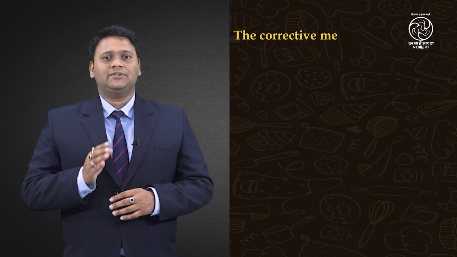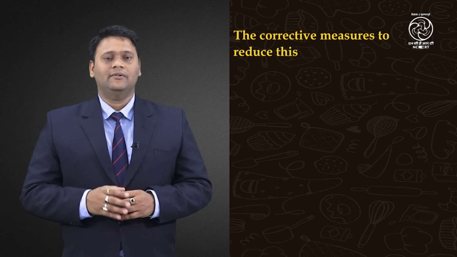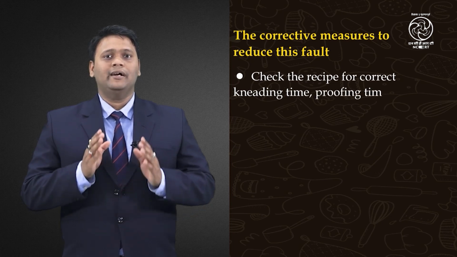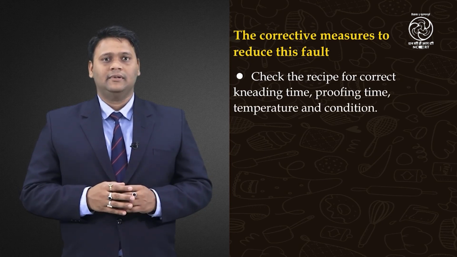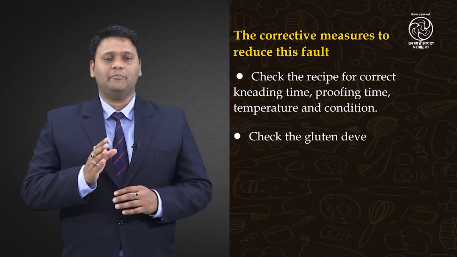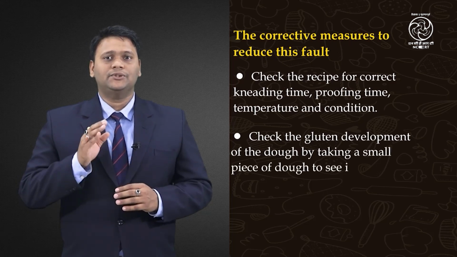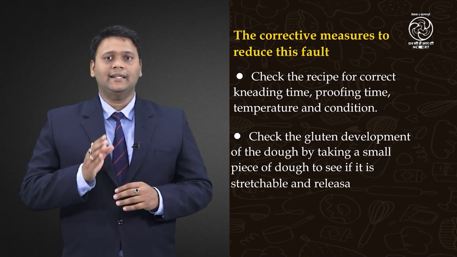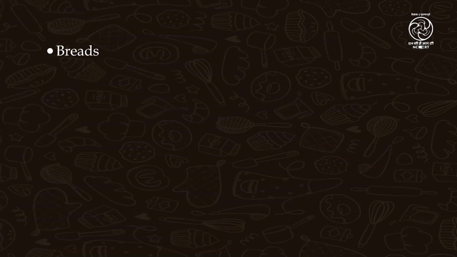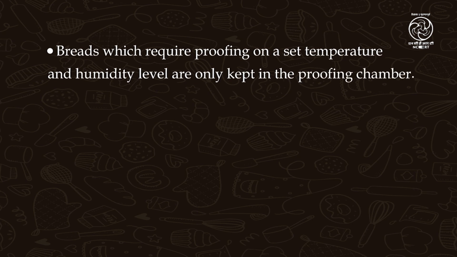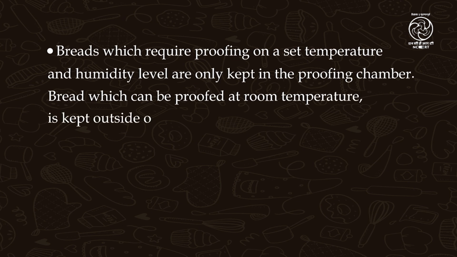The corrective measures to reduce this fault include: first is to check the recipe for correct kneading time, proofing time, temperature and condition. Second is to check the gluten development of the dough. This can be done by taking a small piece of dough to see if it is stretchable and releasable like a rubber band. Breads which require proofing on a set temperature and humidity level are only kept in the proofing chamber. Bread which can be proofed at room temperature is kept outside of the proofing chamber.